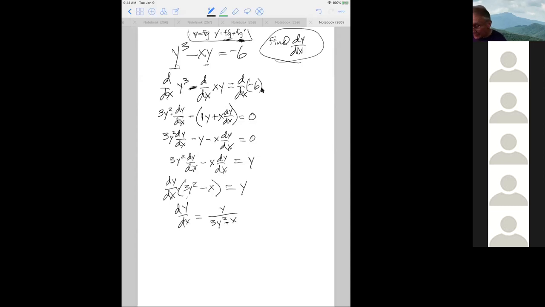The graph of this. Well, what does the graph look like? Tell you what, I'm going to go ahead and show it to you on Desmos. So I'm going to do that now. But the answer to the question, find dy/dx, that's the answer.